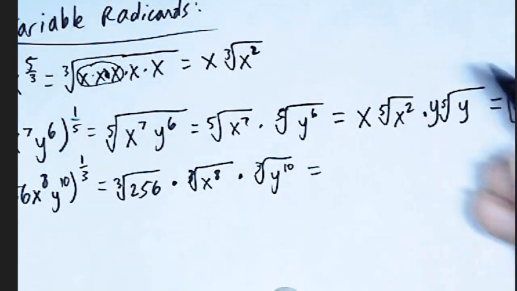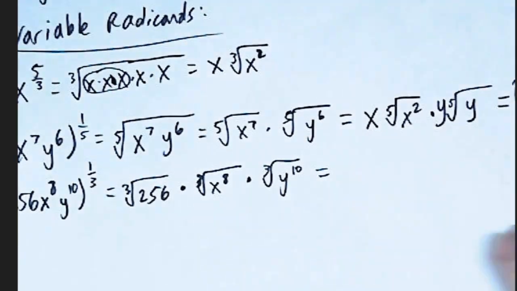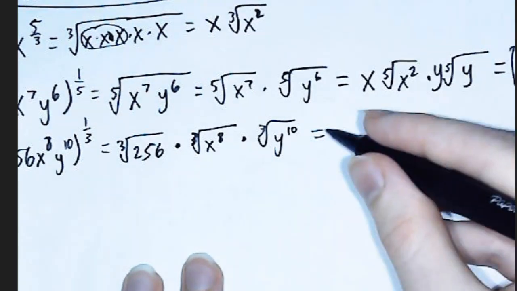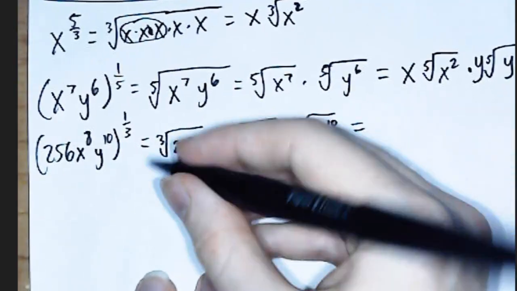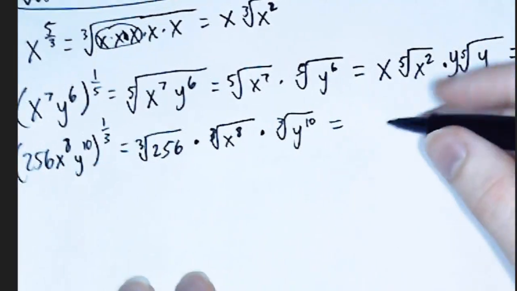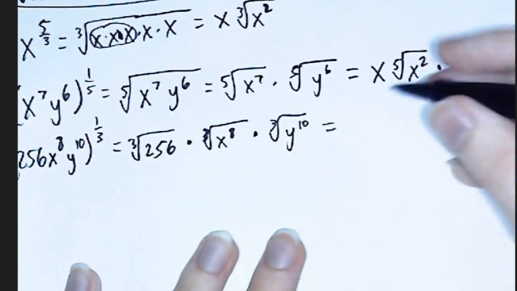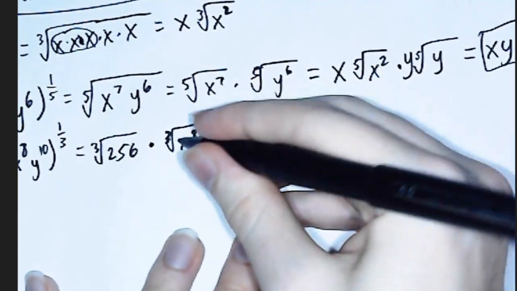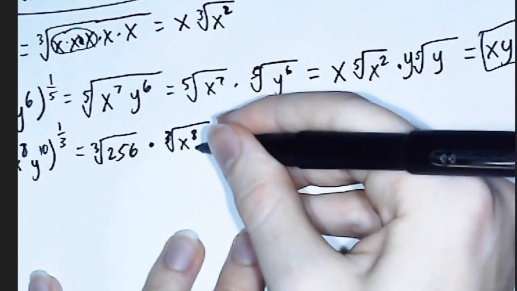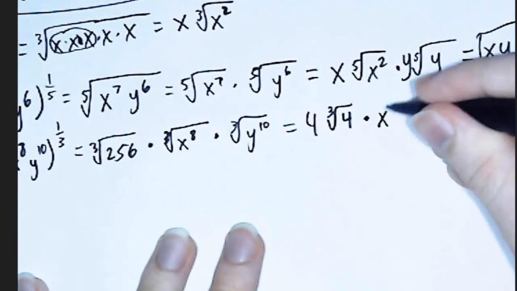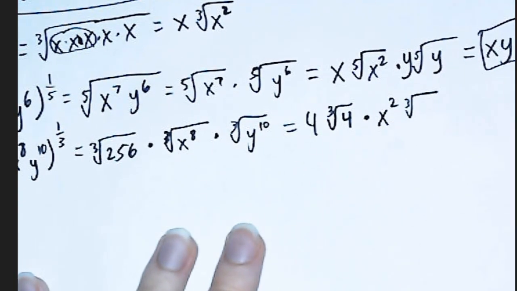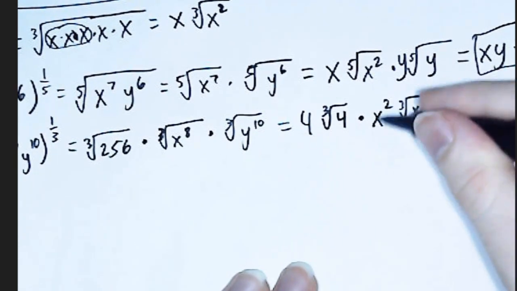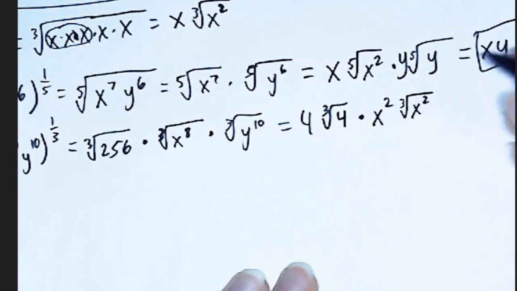Okay. The cube root of 256. When we break this down, it should give us 2 times 2 on the outside and 2 times 2 on the inside. So that's 4 cube roots of 4. The cube root of x to the 8th, well, there are 2 groups of 3 x's and 2 x's left over. So that's going to be x squared on the outside, and then x squared on the inside, because there's 2 groups of x's that we can pull out and 2 left over.